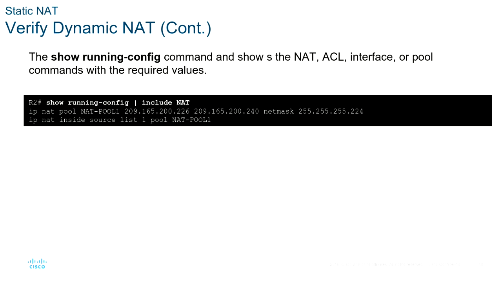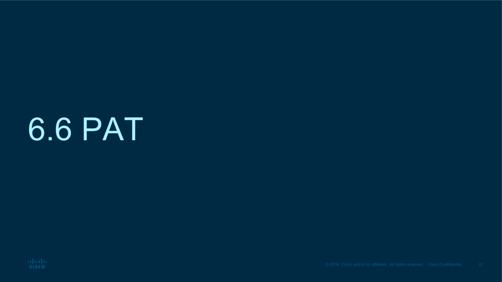For show running-config, I just type show running-config and the pipe character, include NAT, which means skip to the NAT. Don't see the whole 3 or 4 pages of stuff. And you can see your code that was put in effect for this.